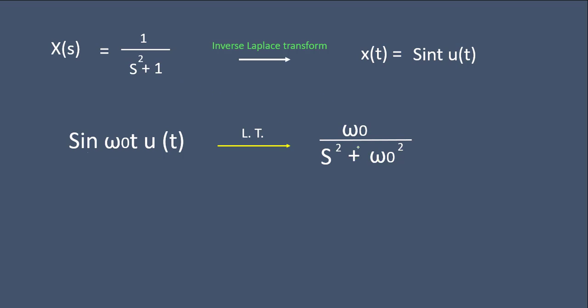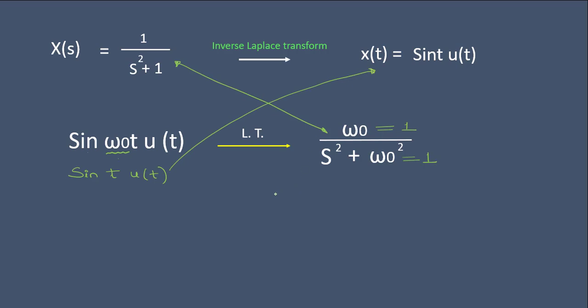Now if you compare both equations, our omega naught is 1. So here we have to write omega naught equals 1. So we can get the inverse Laplace as sin omega naught t, with omega naught is 1. So I can simply write sin t u(t). So this is the same answer that I have written, sin t u(t).